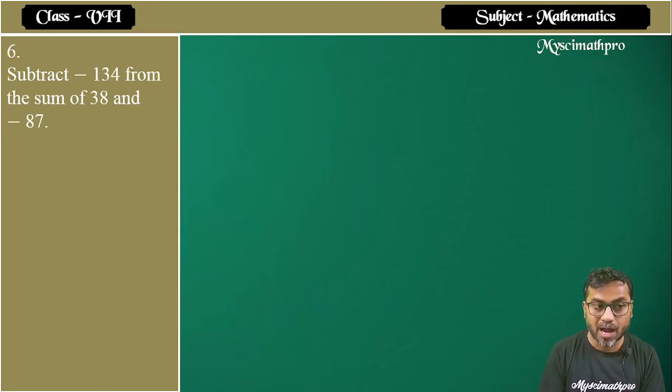And now I am going to solve question number 6 for you, and I am going to read. Subtract minus 134 from the sum of 38 and minus 87.